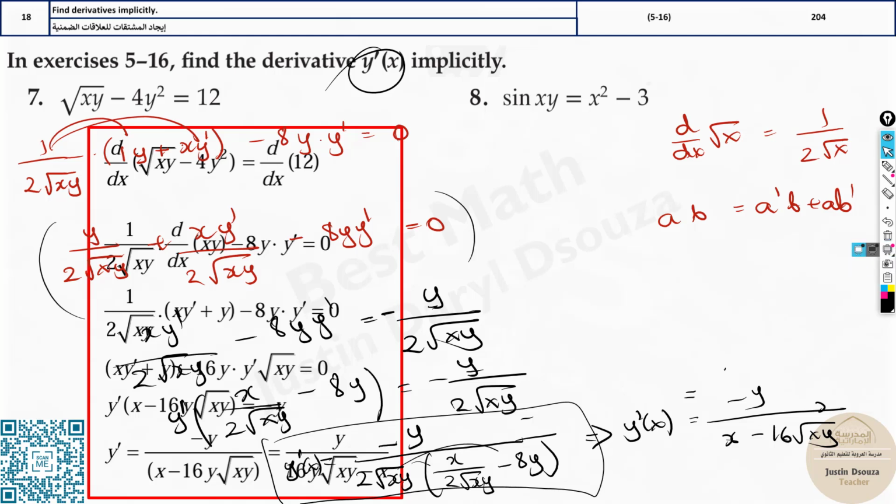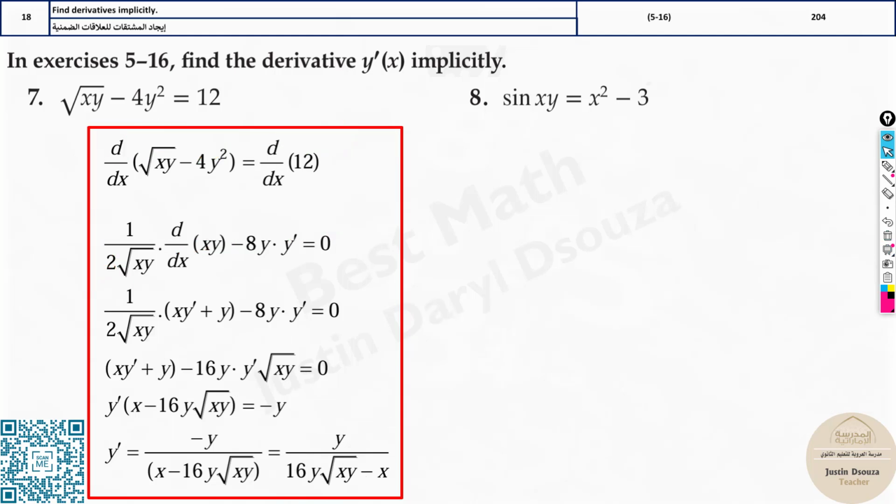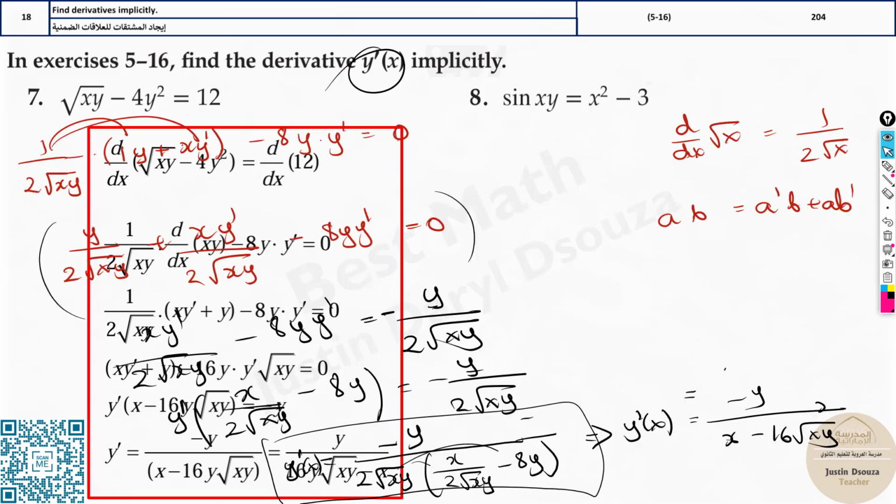What they have done over here is this minus sign is removed and this minus sign is removed, and they have just rearranged the signs. You can leave it like this itself, that's more than enough. They have just done one extra step. Since it's a written exam, it's fine. You can keep it however. This is also the correct answer.